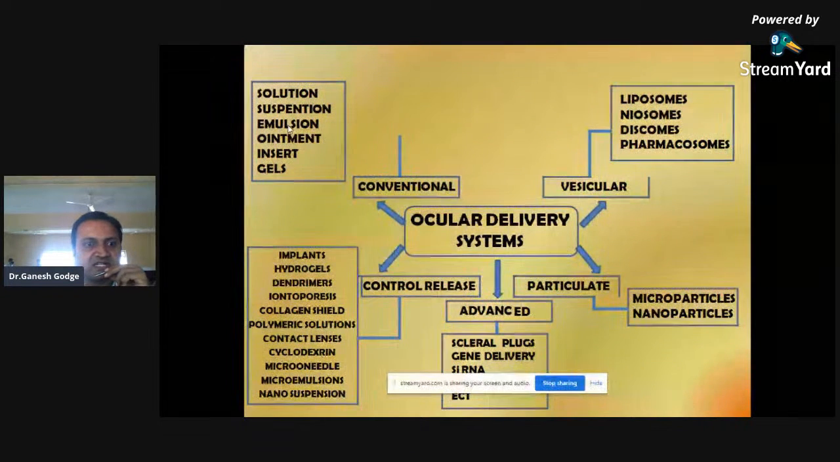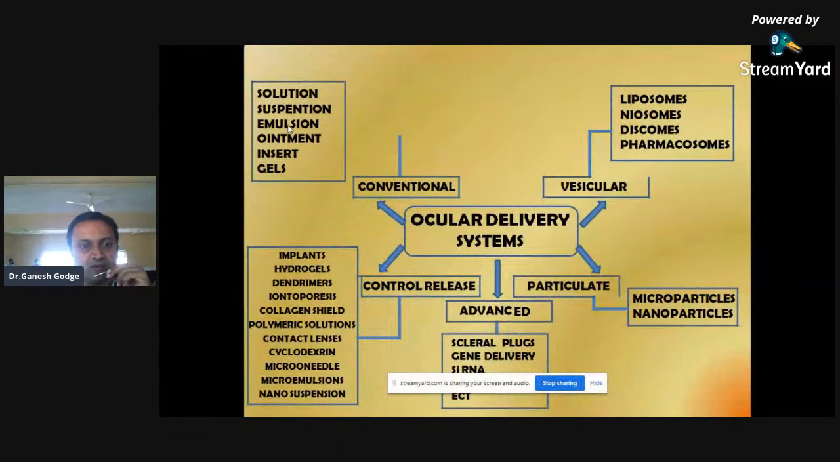In case of emulsion, it is again a biphasic mixture in which oil and water composition is present, due to which blurring of vision is quite possible. And due to that blurring of vision, emulsion eye drops are also problematic to administer.